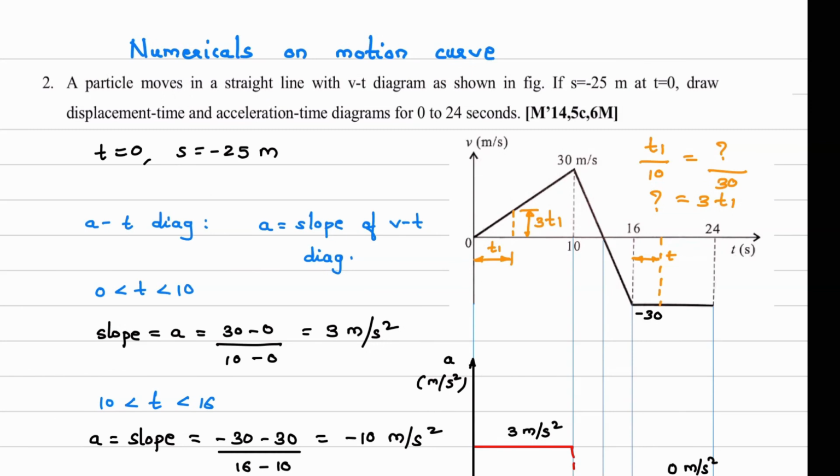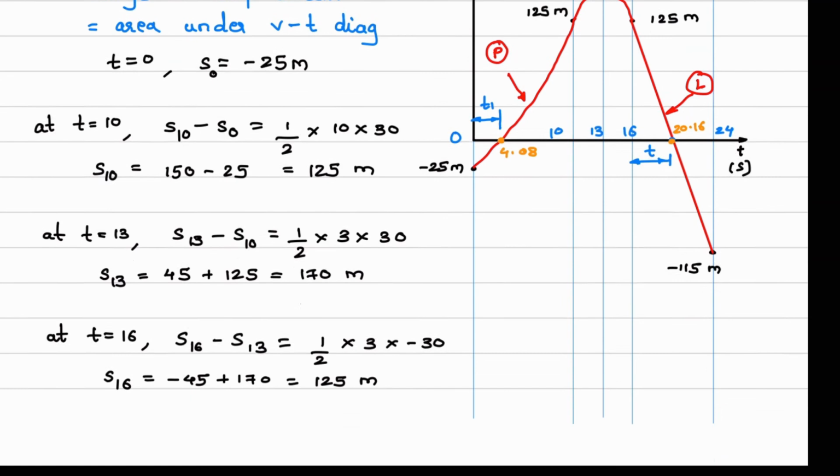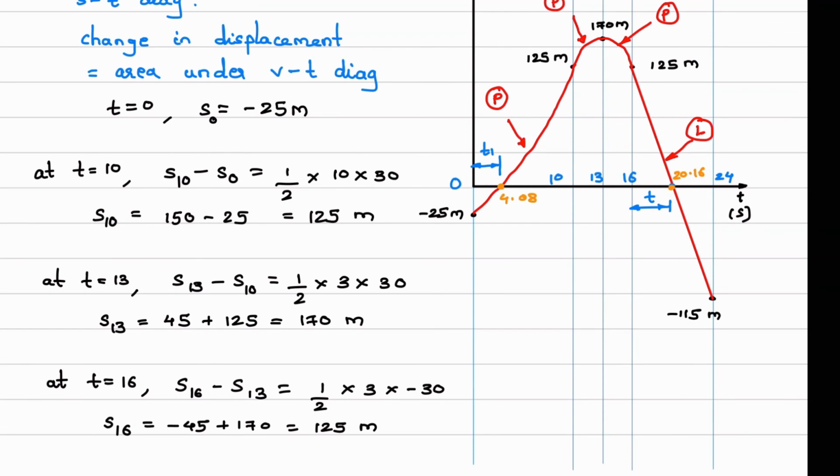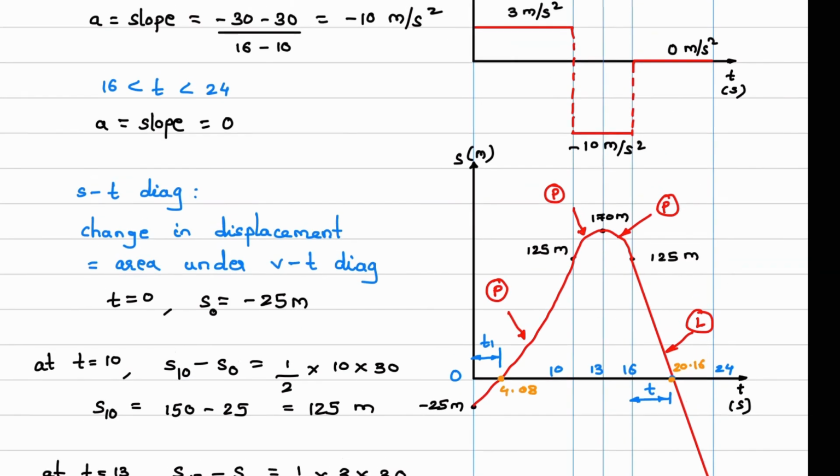Now we will calculate S24. So S24 minus S16 is area under VT diagram, which will be 24 minus 16, 8 multiplied by minus 30. So that point I have written over here. So I have written S24 minus S16 value we have, so we can calculate S24. Now after calculating S24, we located that it is minus 115. Okay, now we have to mark that point.